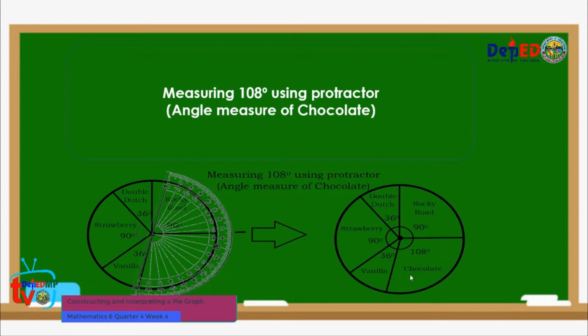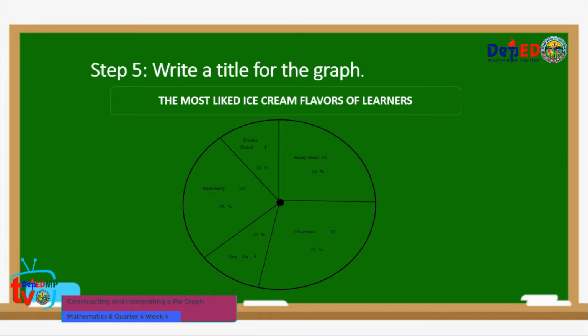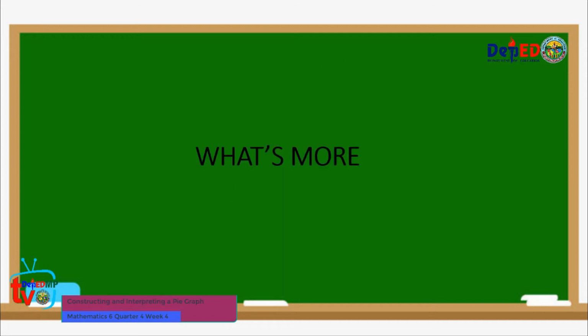So that is already the pie graph. Step 5. Write a title for the graph. Now the title of the graph is the most liked ice cream flavors of learners. Now the pie graph is already finished. Okay, let's go now to what's more level.